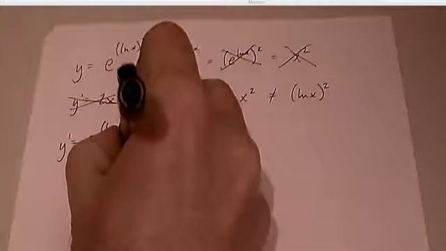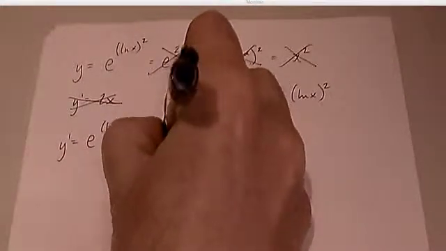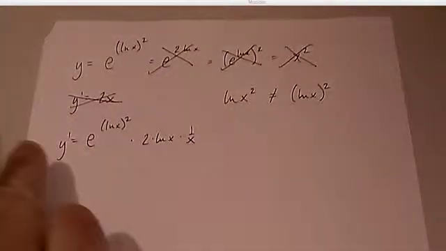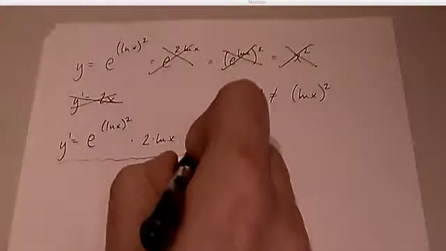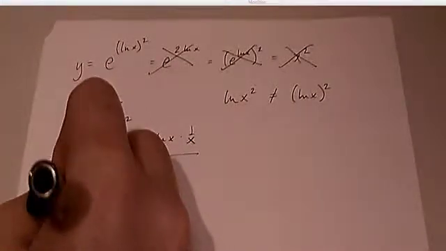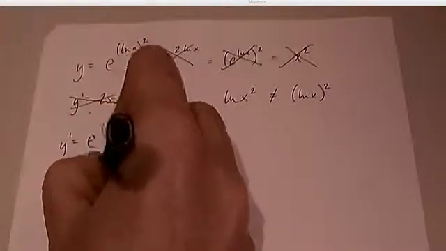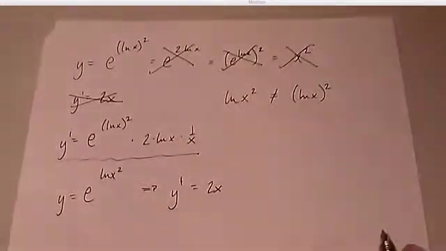This one does not. So this one winds up being e to the u, okay? So there's e to the u times u prime. So u prime is just 2 times natural log x times 1 over x. That is your derivative. Okay? So that actually is kind of ugly. So basically the difference between y equal to e to the natural log x squared gives me y prime equal to 2x. How simple is that, right?